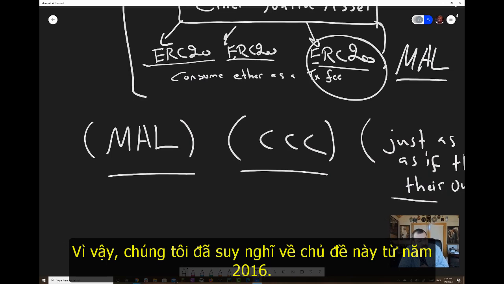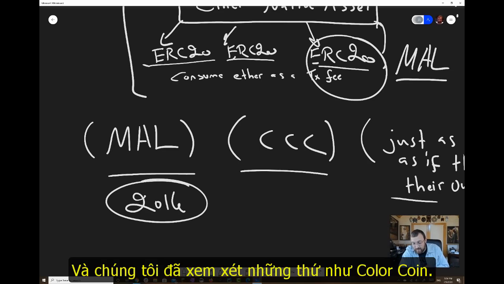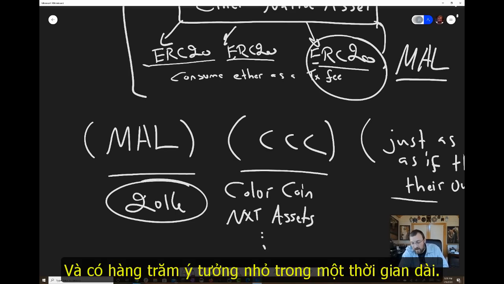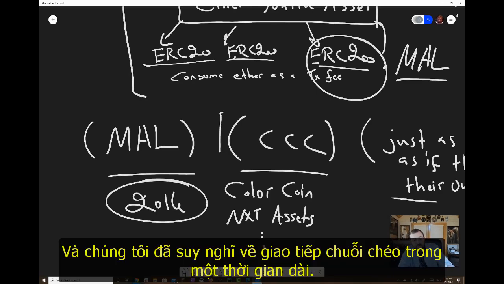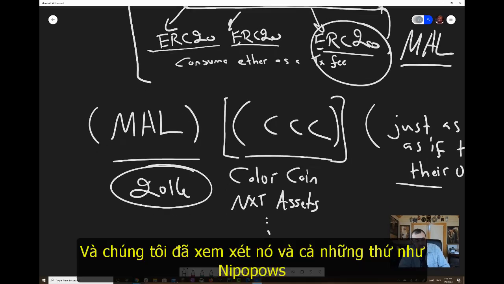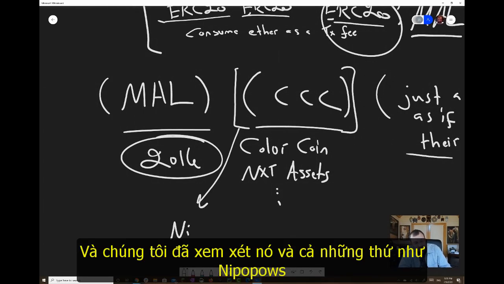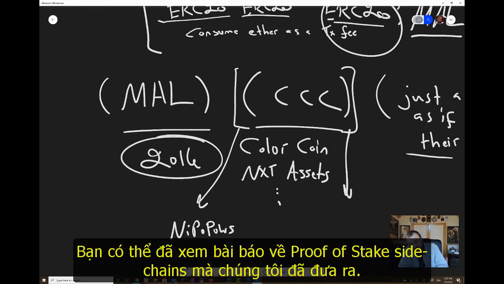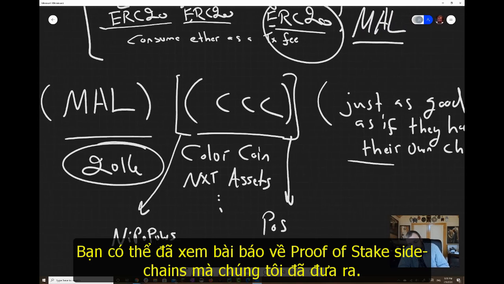So we've actually been thinking about this topic since 2016. And we looked at things like the color coin standard. We looked at things like what was happening on Ethereum for multi-asset, NXT assets. You guys might remember that. And there was hundreds of little ideas that float around the space for a long time. And we've been thinking about cross-chain communication for a long time. And we've looked at it in things like NiPoPoWs. You may have seen our proof of stake sidechains paper that we came out with.